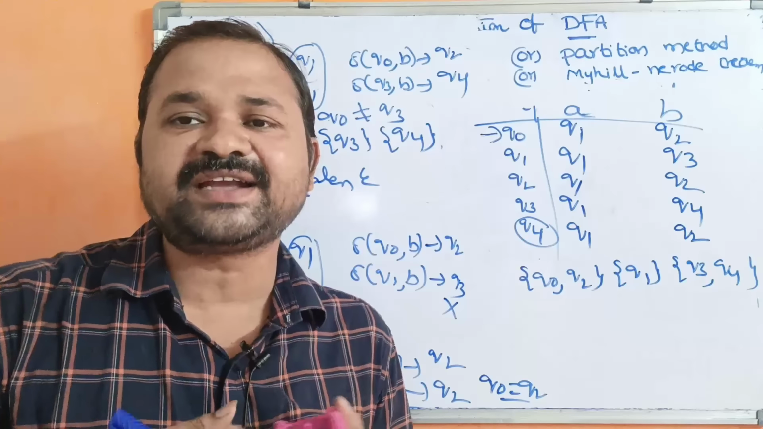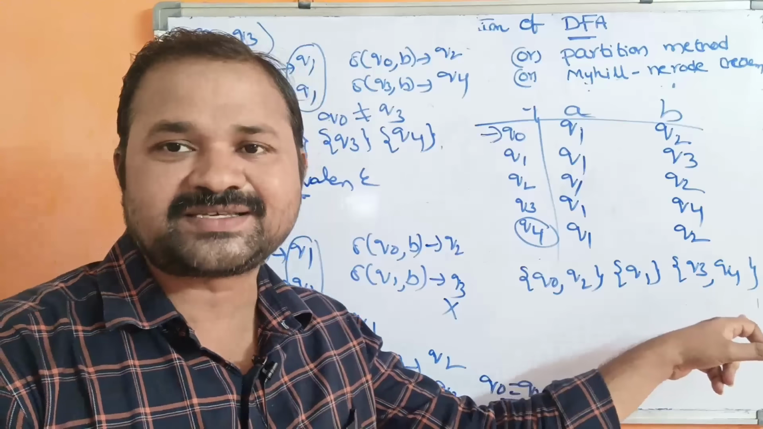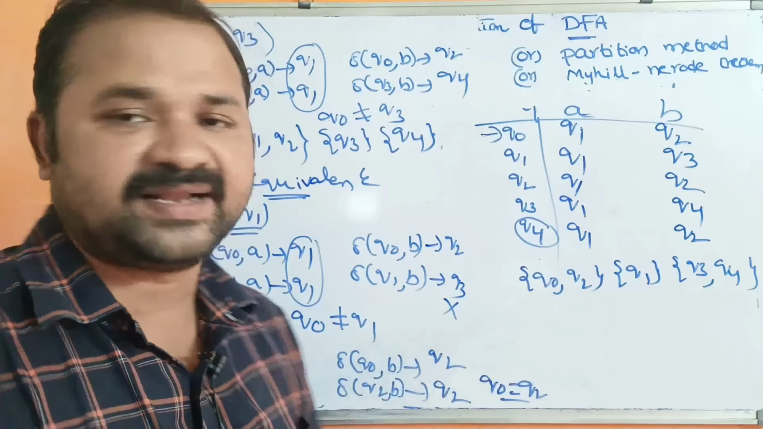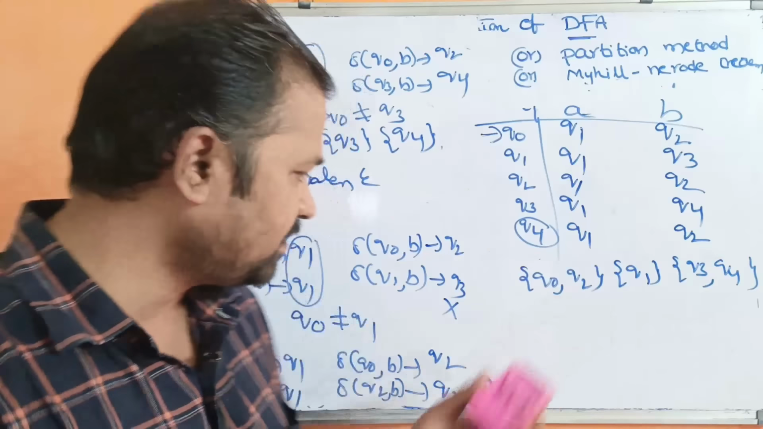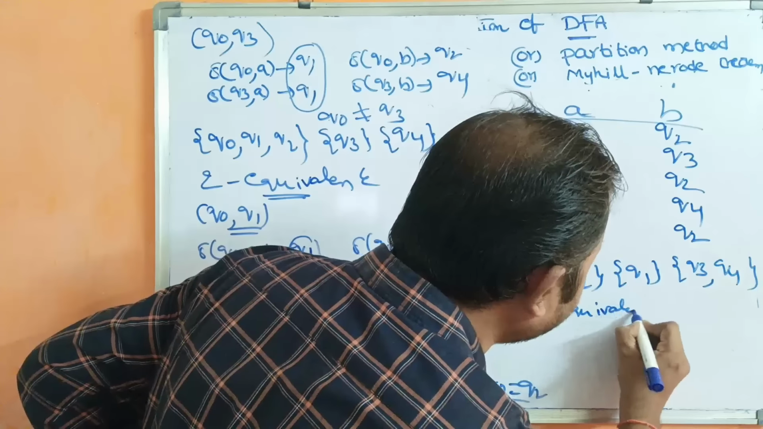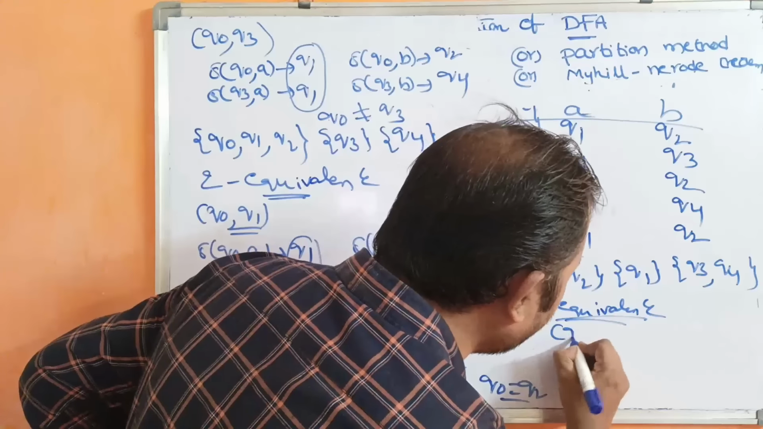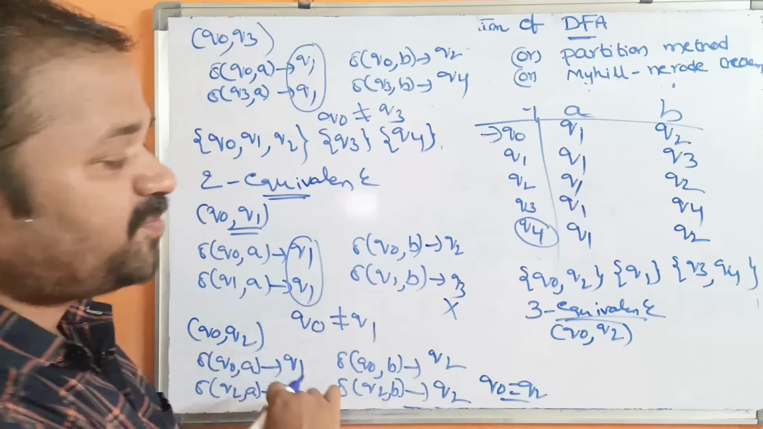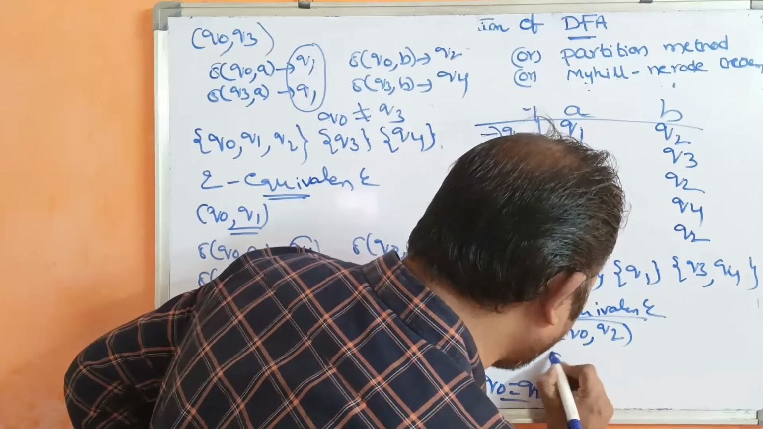Now let us calculate the third equivalence. If the third equivalence result is also the same, similar to the two equivalence, then we can stop the process and we can merge Q naught and Q2. Let us calculate three equivalence. In three equivalence, we have to check whether Q naught and Q2 are equal or not. Here the third equivalence is calculated based upon the second equivalence.